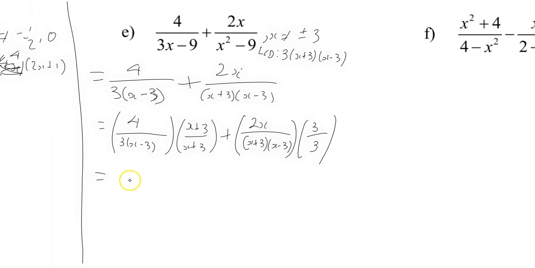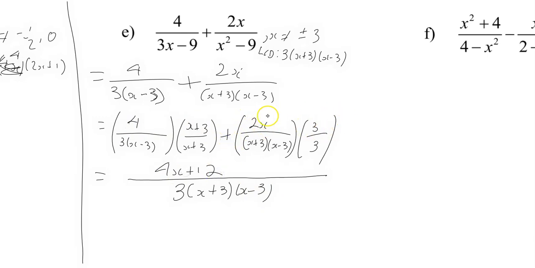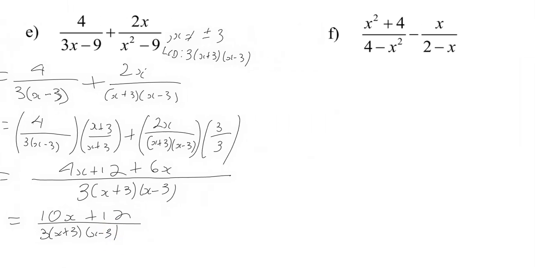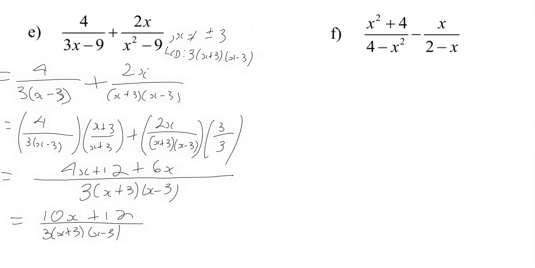Okay, what do we want to do with this? Here, we can do this. So in the denominator is our LCD: 3, x plus 3, x minus 3. Here we get 4x plus 12, plus, and this is only one term, right? So plus 6x. So 10x plus 12 over 3, x plus 3, x minus 3. Okay, done. We'll leave that there. You can pause if you want.